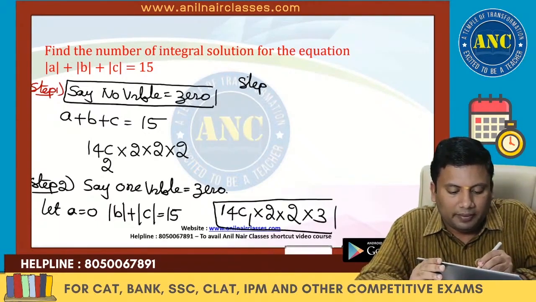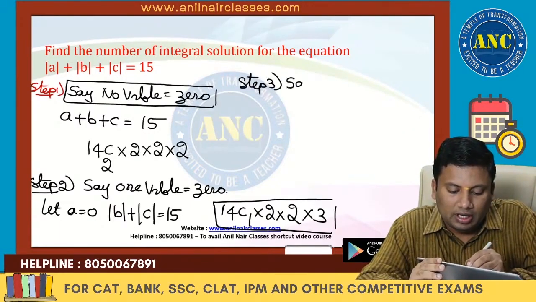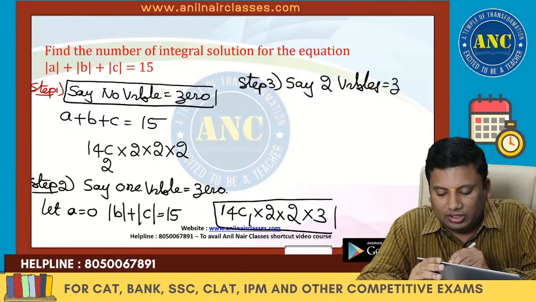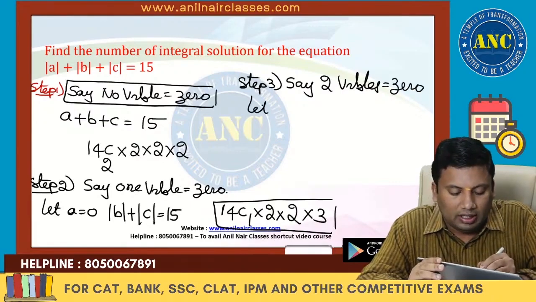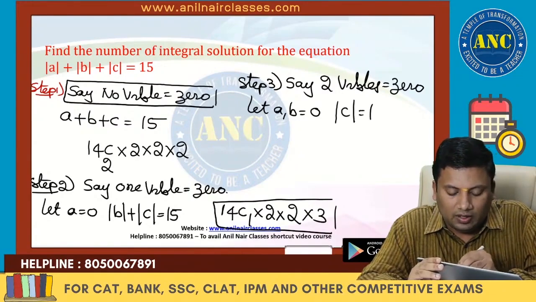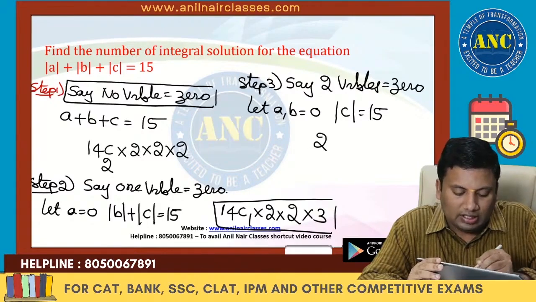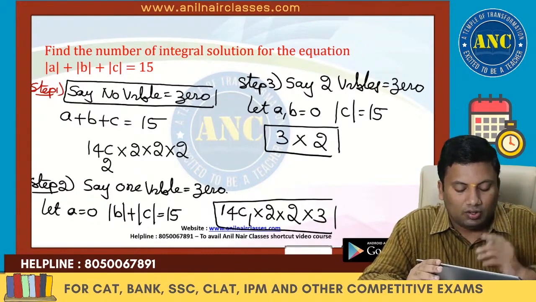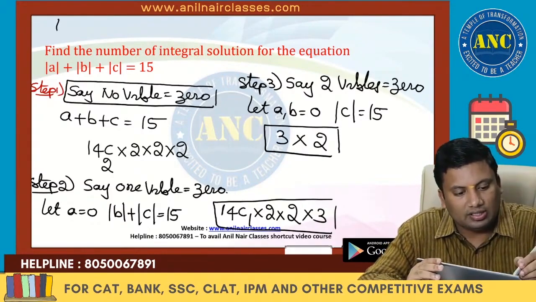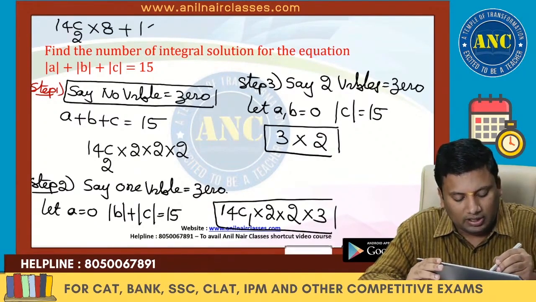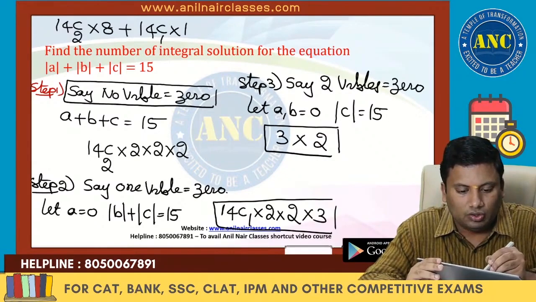Step number 3. Say 2 variables are 0. Let A comma B equal 0, mod C equals 15. 2 cases: AB 0, BC 0, AC 0, so 2 into 3. So the answer is nothing but 14C2 into 8 plus 14C1 into 12 plus 3 into 2.